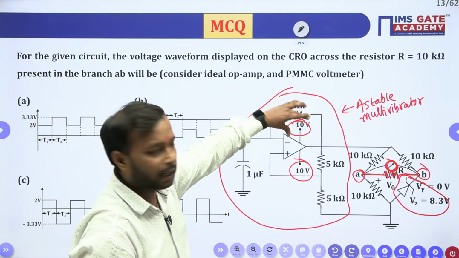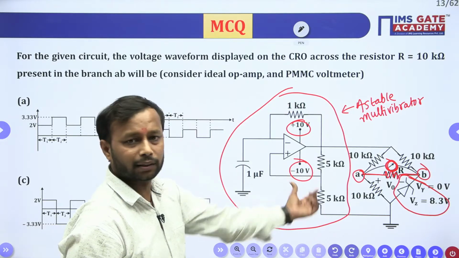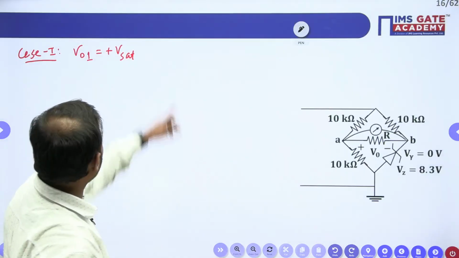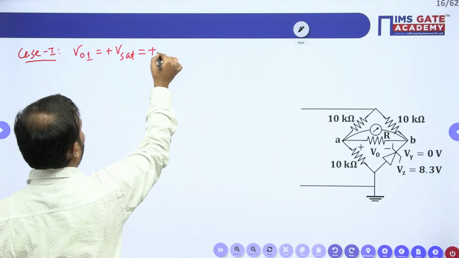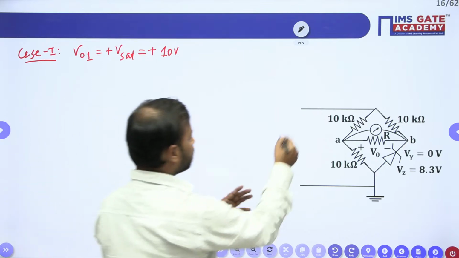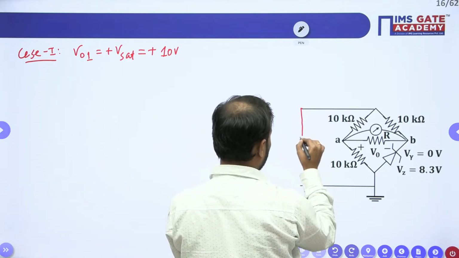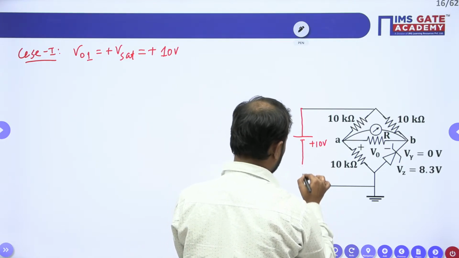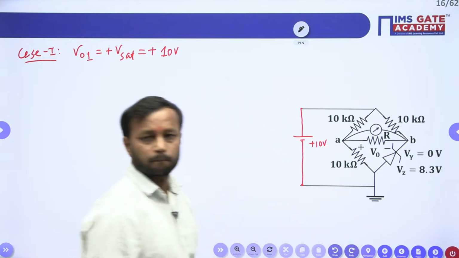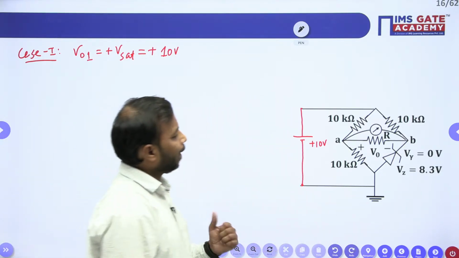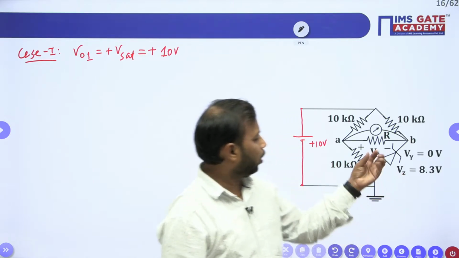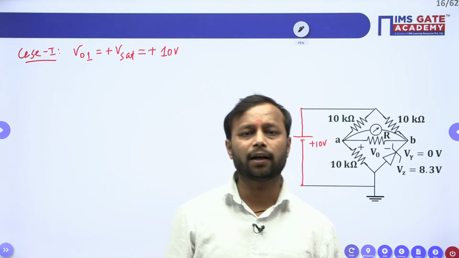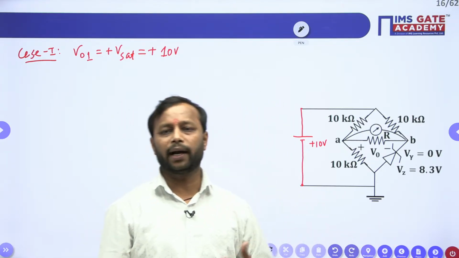your plus Vset is plus 10 volt and minus Vset is minus 10 volt. Am I clear? Okay, so plus Vset will be fixed to plus 10 volt. So this voltage is what basically? This voltage is plus 10 volt. Done? Clear? Now, the operation depends on this Zener diode, whether this Zener diode is operating in a forward bias region, a reverse bias region, or a breakdown region.